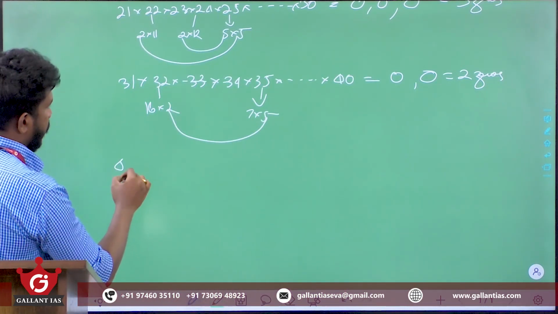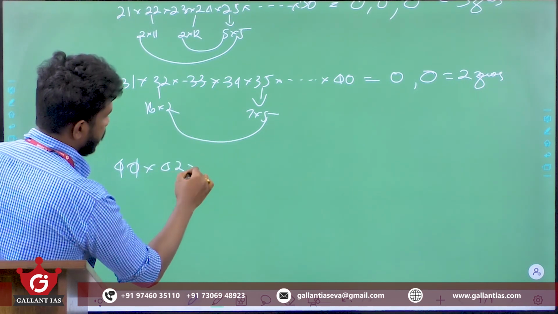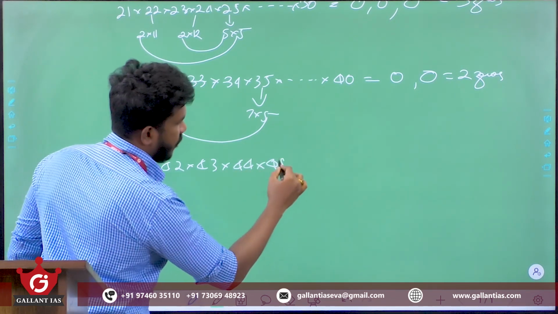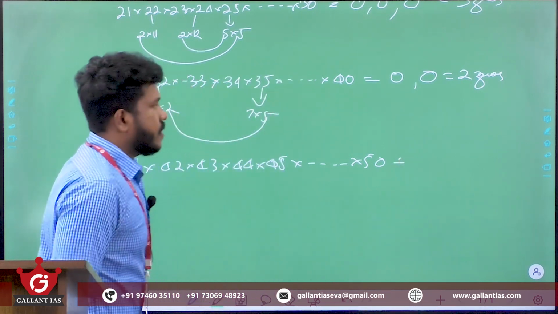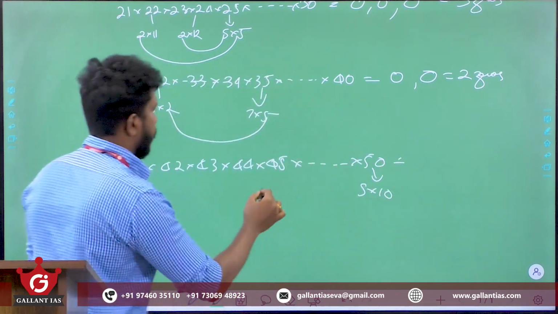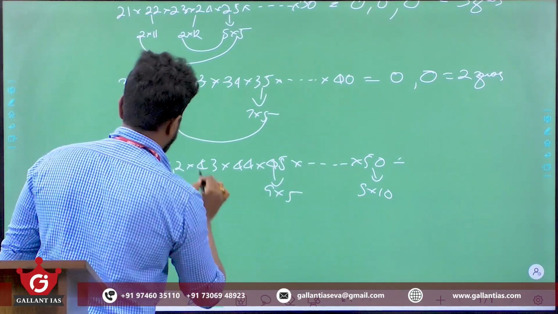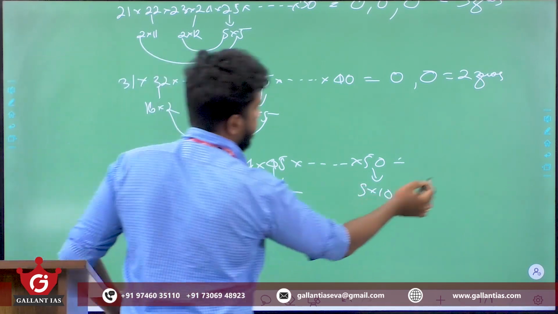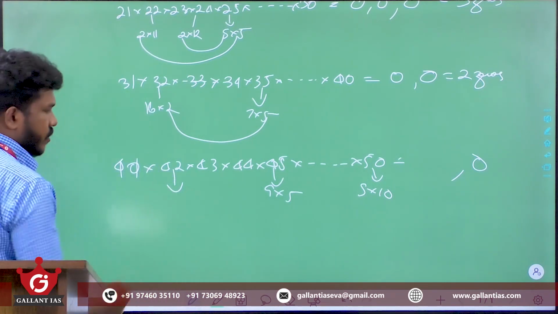Now 40, 41 into 42 into 43 into 44 into 45 into etc. up to 50. So look here, 50 means what? 5 into 10. 45 means what? 9 into 5. So now you got 2 5s, right? 2 5s and 1 zero. So already there is a zero. Just write that zero.